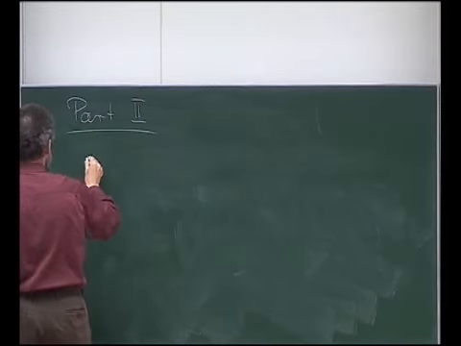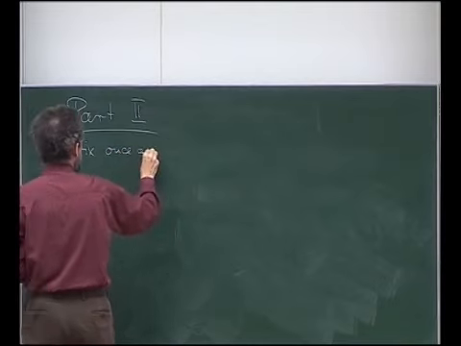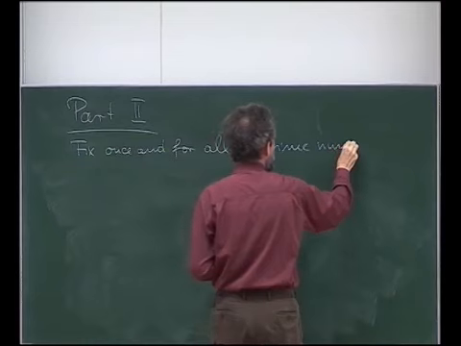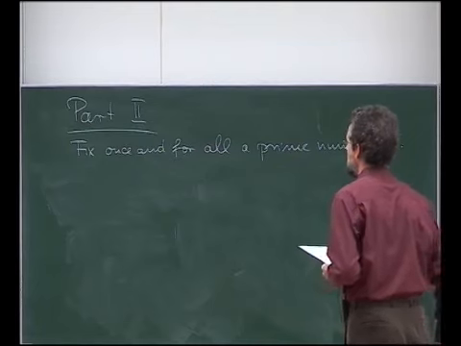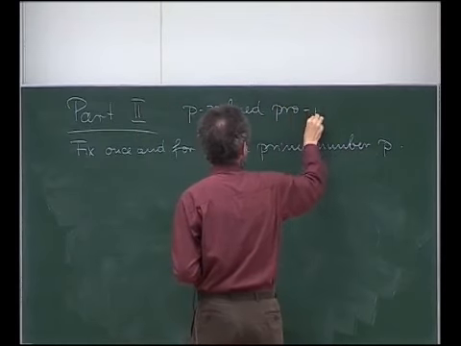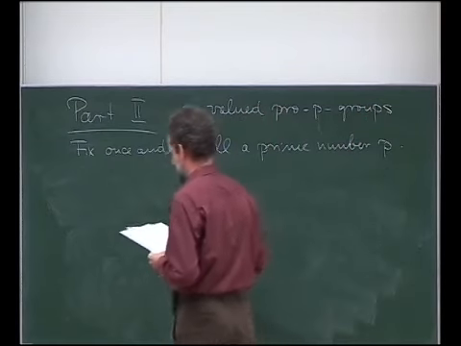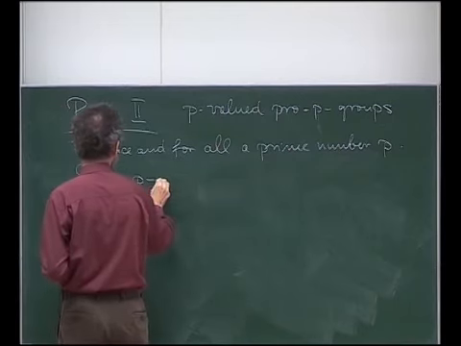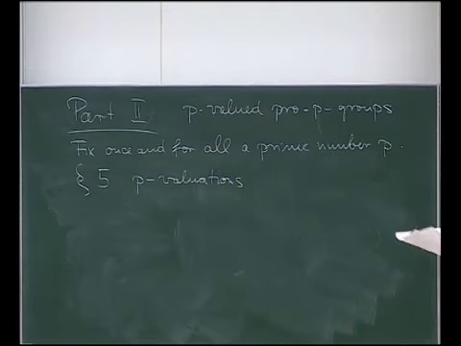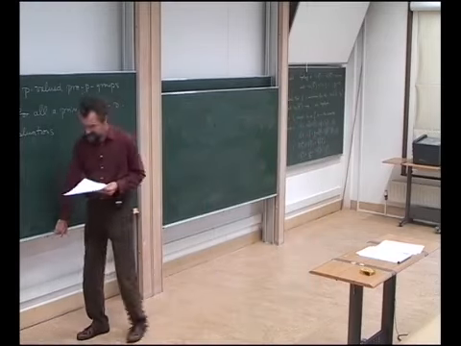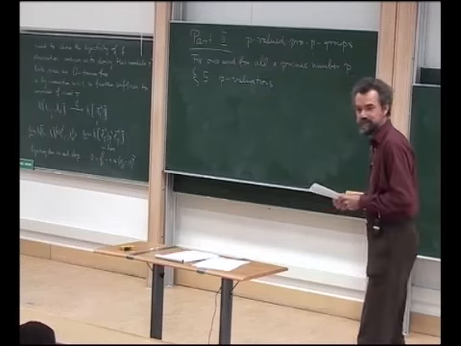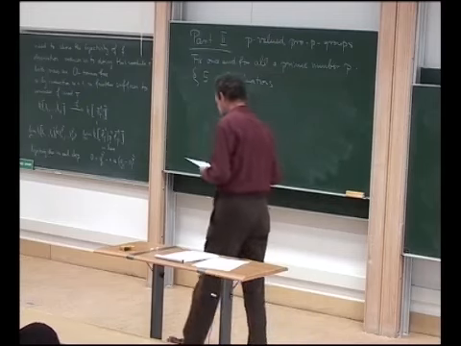Okay, so now part 2. I fix once and for all a prime number p. The title of this is p-valued pro-p groups. We now set up the basic axiomatics in Lazard. He does all this in much greater generality, which is part of the problem in reading it, and of course it's my task to strip it down.